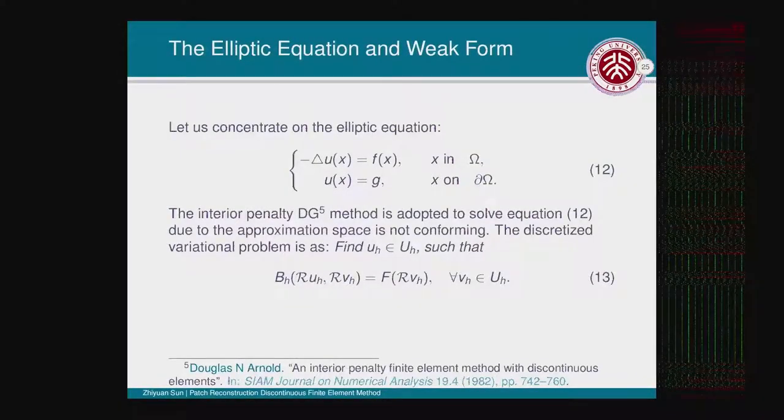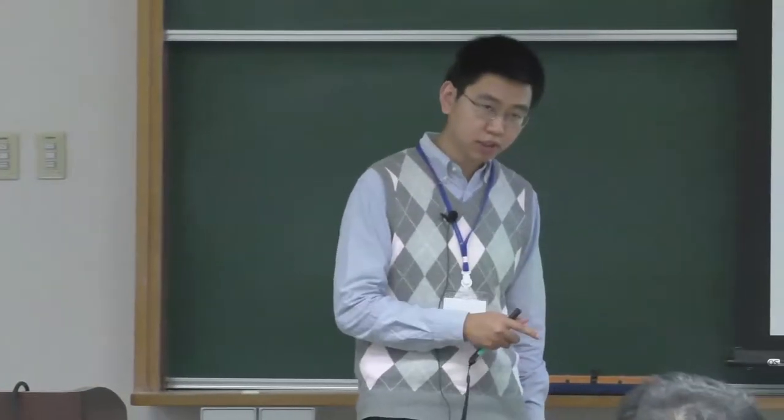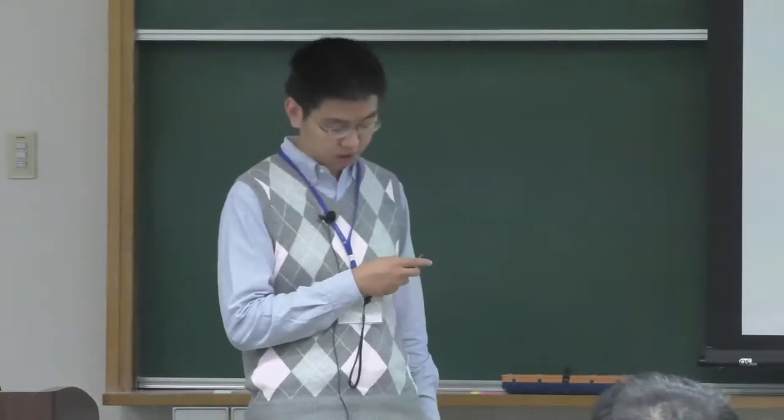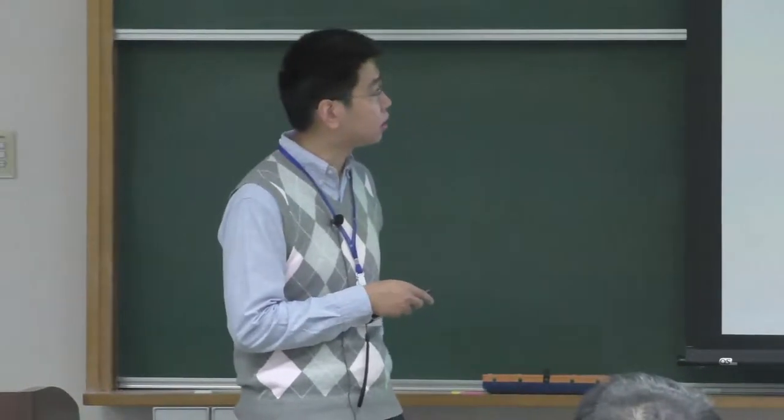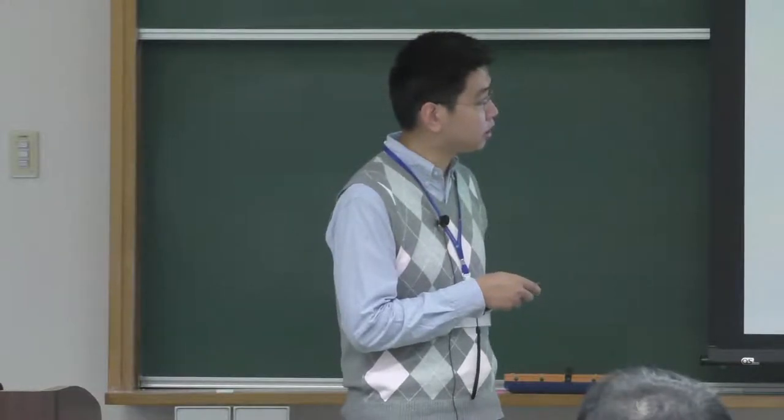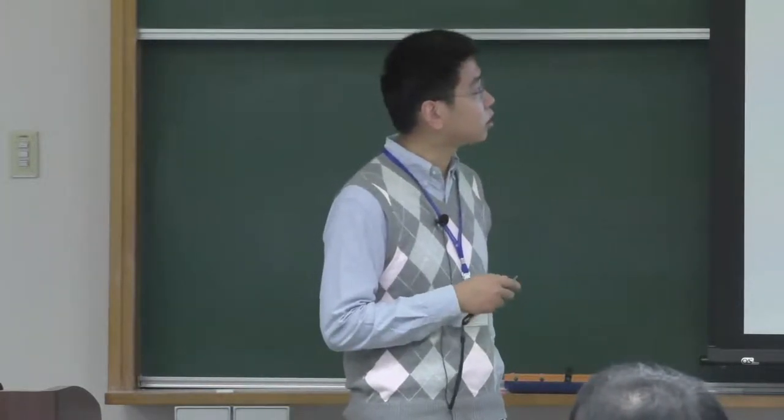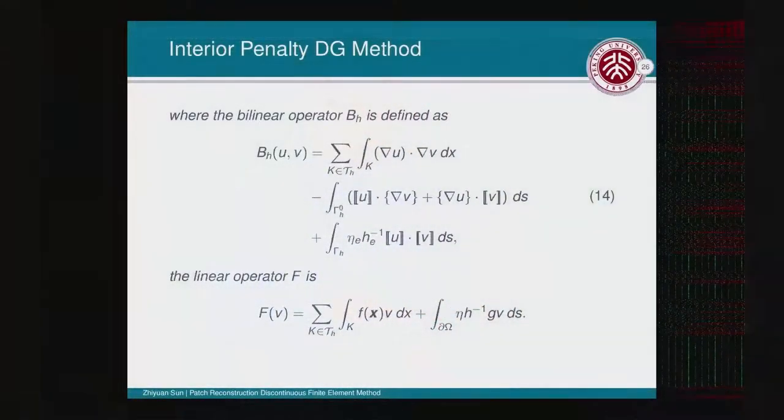Okay, we get our finite element space, so we can solve the elliptic equation on this space. We just focus on the simple Laplace equation with Dirichlet boundary conditions, and the discrete variational problem is to find the solution in our finite element space. Because our element space is discontinuous, we must borrow some commonly used schemes from the DG method. Here we use the interior penalty discontinuous Galerkin scheme.